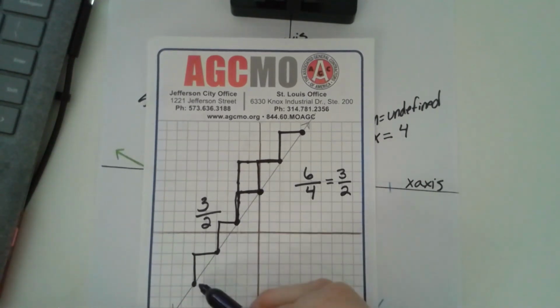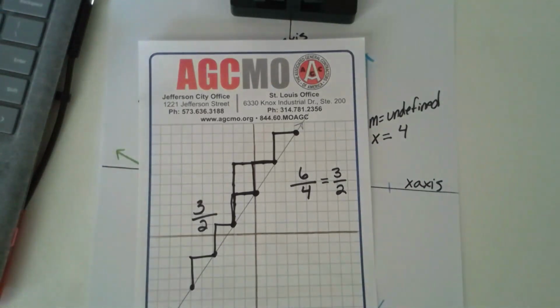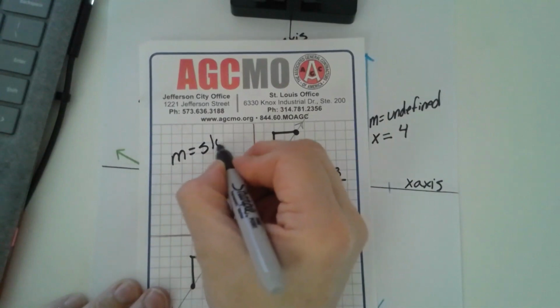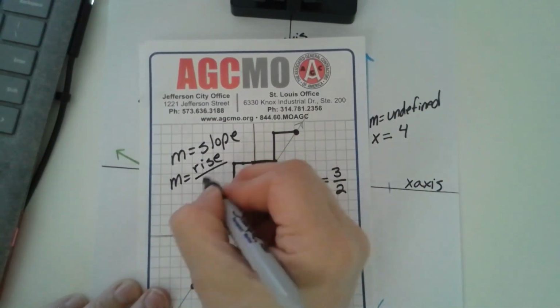This is our rate of change. It's a constant rate of change, which means we have a straight line, or a linear line. So remember that m stands for slope, and that slope equals rise over run.